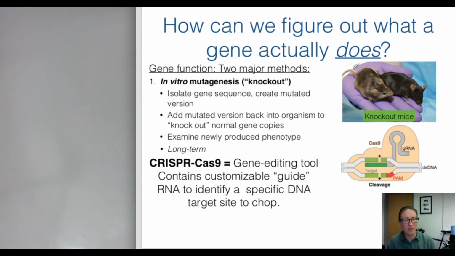And the thing that's allowing us to do that is what won the Nobel Prize this year, which is this protein-RNA complex referred to as CRISPR-Cas9. This is a tool, we call it a gene editing tool, that is a mixture of amino acids and RNA, and it contains customizable guide RNA that identifies a specific DNA target site to chop. So it lets you target a particular location and disable or change a particular gene at that location.